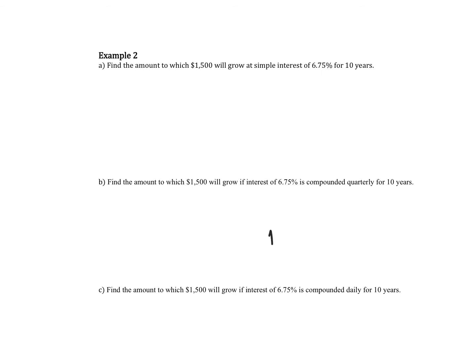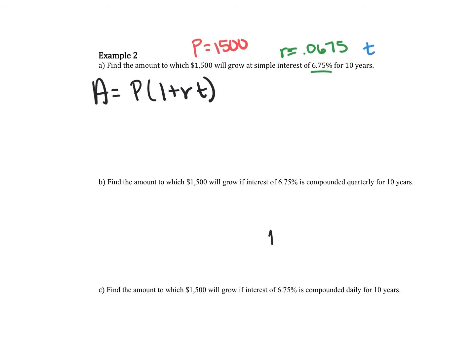And remember, our simple interest formula is just A is equal to P times 1 plus RT. And here my P is, I'm putting in 1,500. And I know the interest rate R is equal to 0.0675. And my T here is equal to 10. So when I calculate this A, this ending balance, I'm going to get this here.